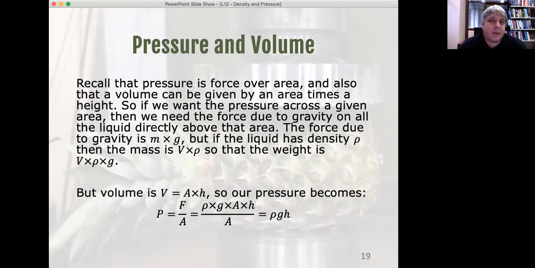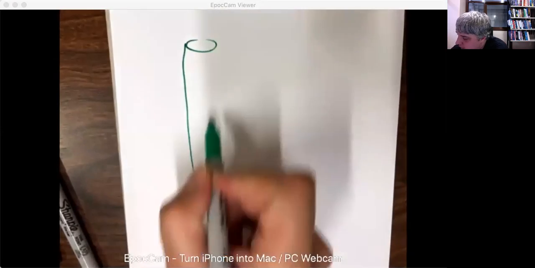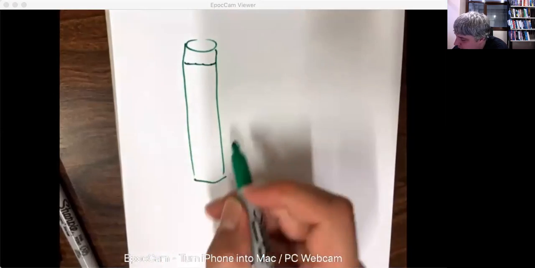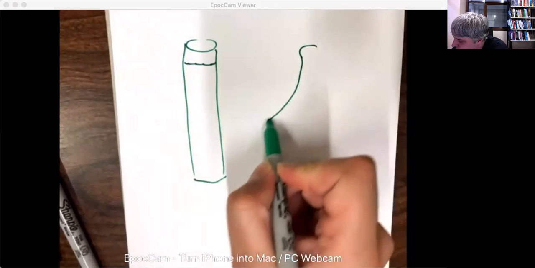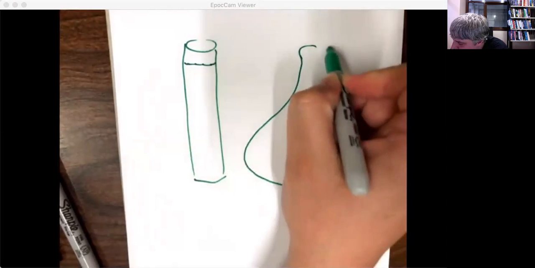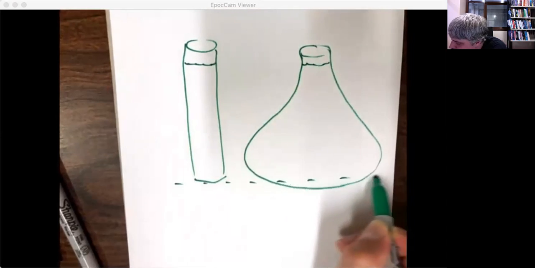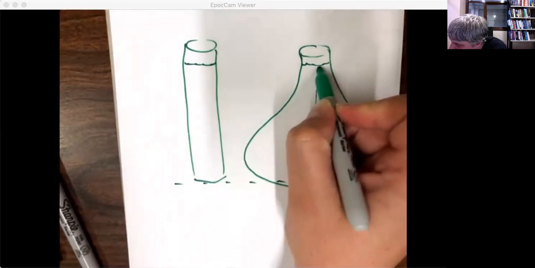You may wonder about the volume. So for this, I'm just going to jump over to the document camera and describe something. Imagine you've got a really thin cylinder of liquid, right? The liquid fills up the cylinder, and then you've got one that does this, and they're both to the same height. So the height overall is the same.